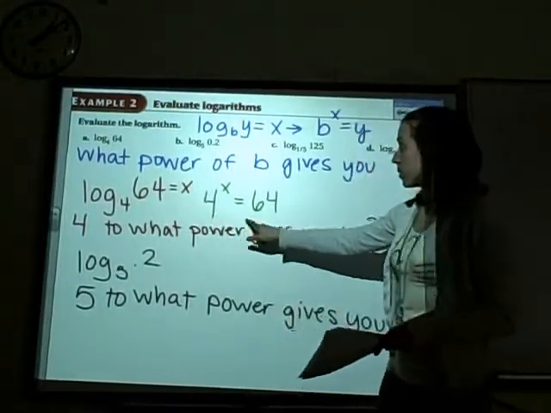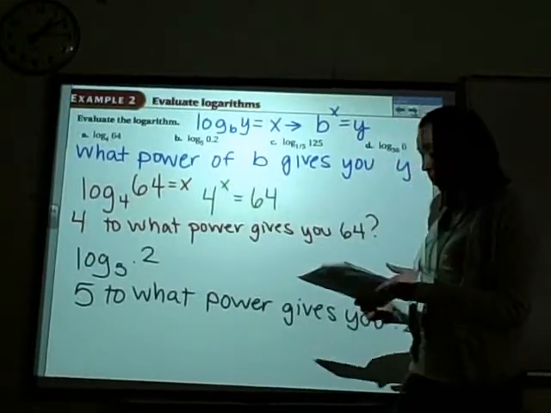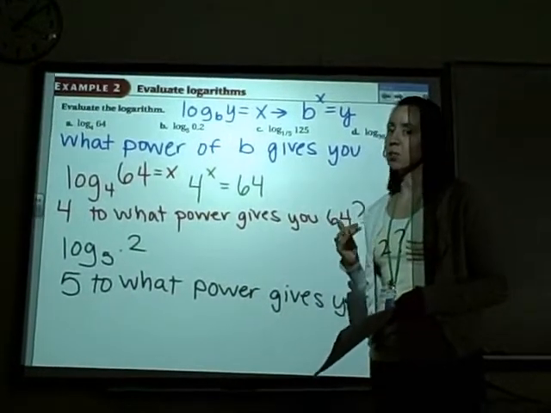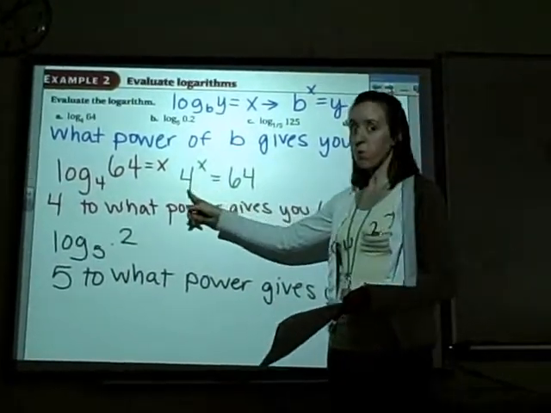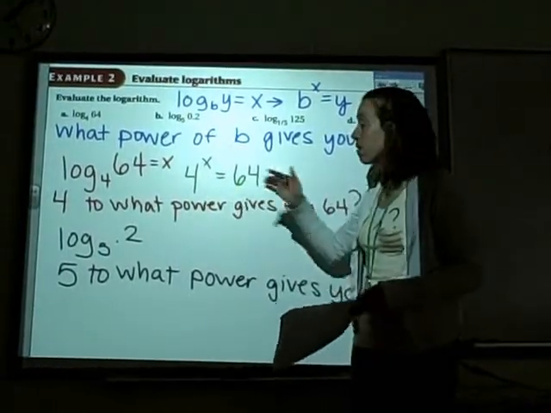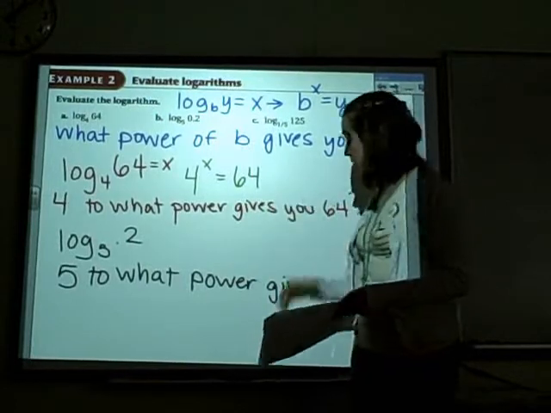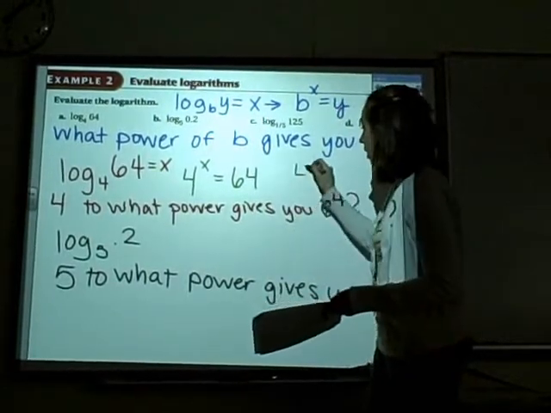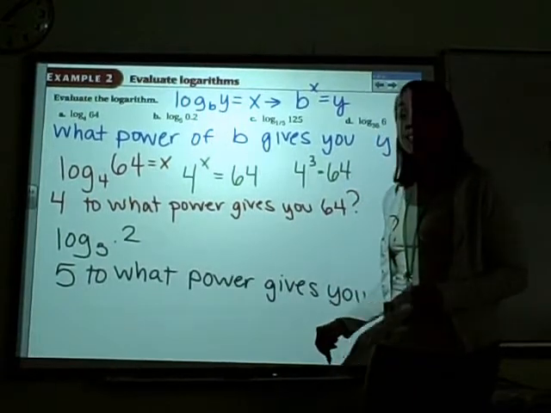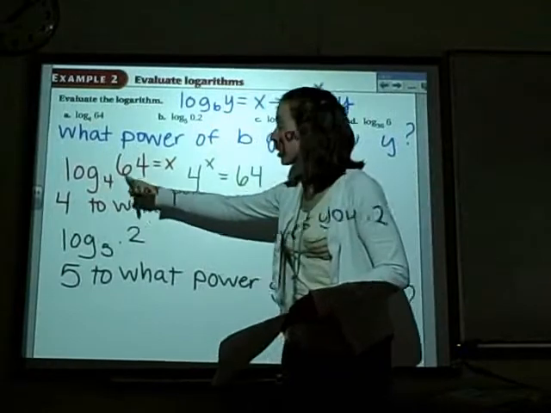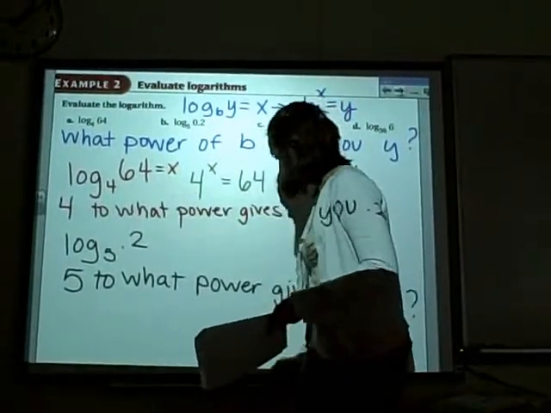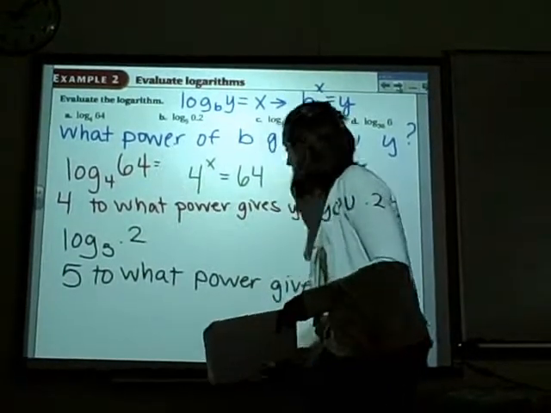So we rewrote it according to our rule, and we're going to ask ourselves, 4 to what power gives you 64? Here is where the easiest thing is to use your calculator. You know 4 to the first power is 4. 4 squared is not 64, so let's try 4 to the third power. 4 cubed, if you use your calculator, does give you 64. So that means that the answer to this logarithm, log base 4 of 64, is equal to 3.